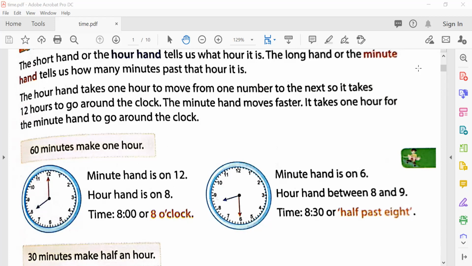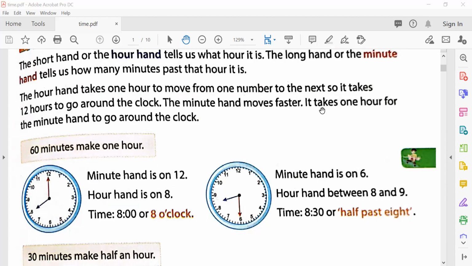So what does the minute hand tell us? It tells us how many minutes past that hour it is. The hour hand takes 1 hour to move from one number to the next. To move from 1 to 2, it will take 1 hour. So it takes 12 hours to go around the clock: 1, 2, 3, 4, 5, 6, 7, 8, 9, 10, 11, 12.